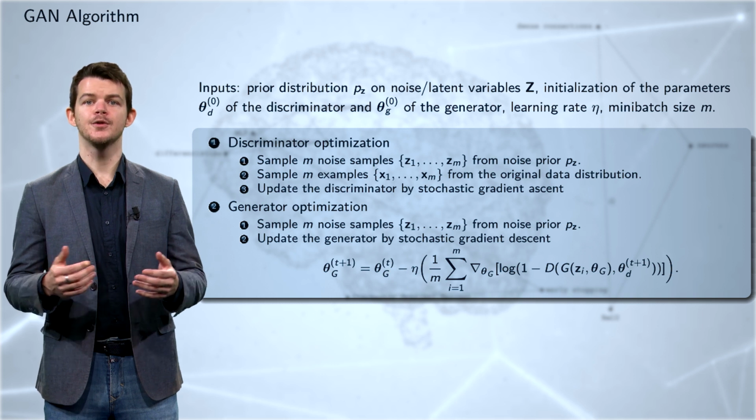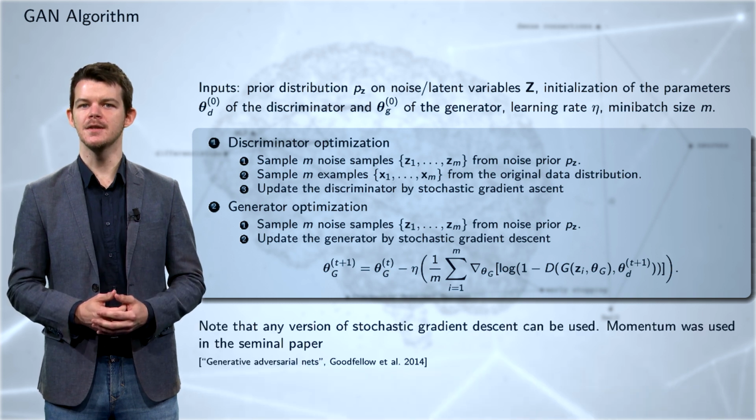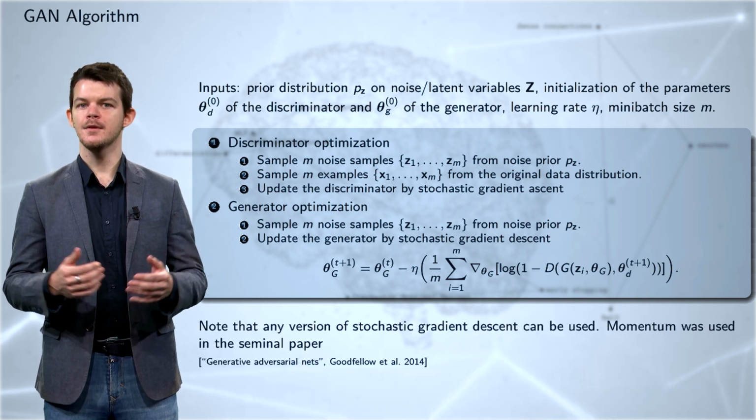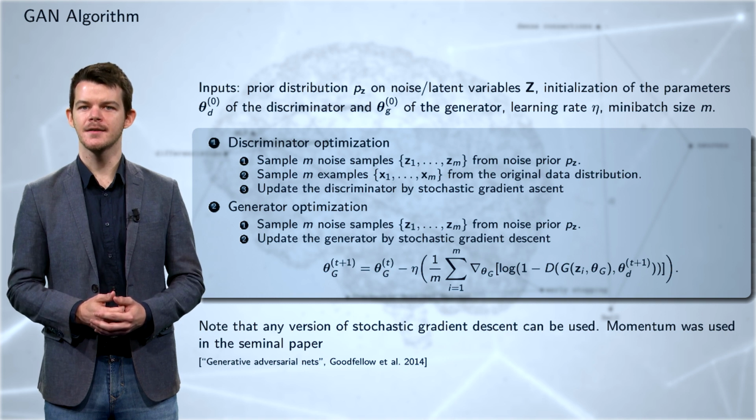You can, of course, use any version of the stochastic gradient descent. For example, the authors of the original paper on GANs used stochastic gradient descent with momentum.